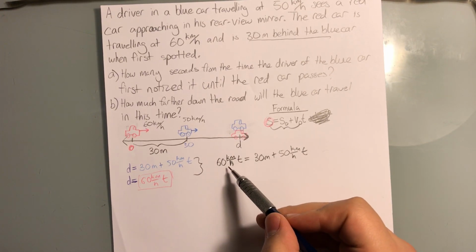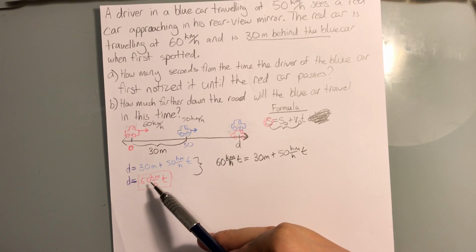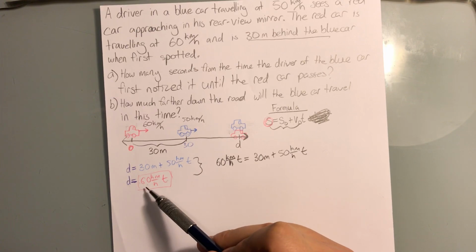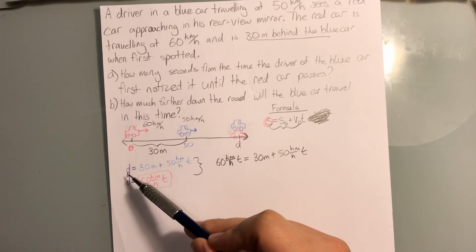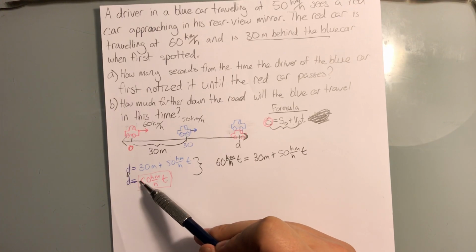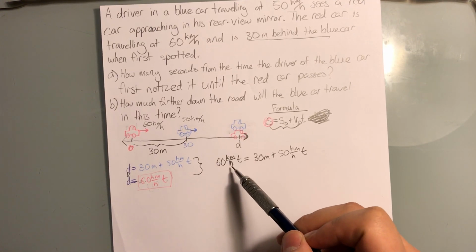If you don't know where I got this, d is equal to 60 kilometers per hour times t, so I just substituted d with this. These are the same. If you see the connection right here, this is equal to this, and this is equal to this. So d must be equal to this d right here. So that's where I got this from.